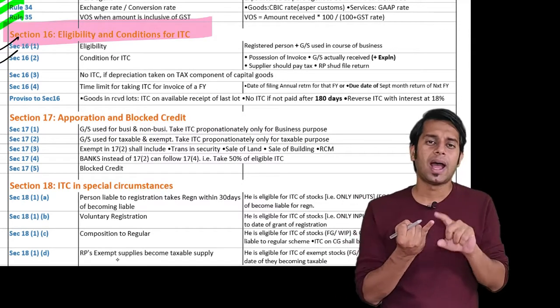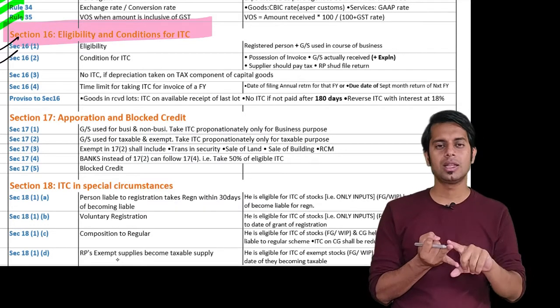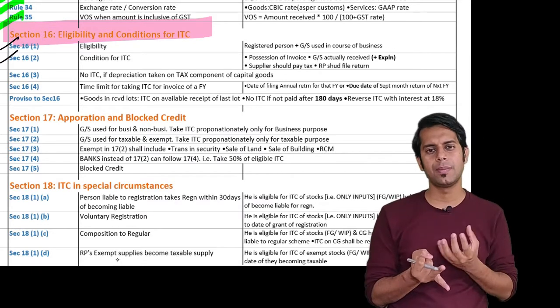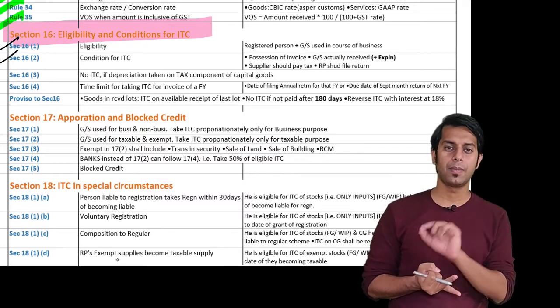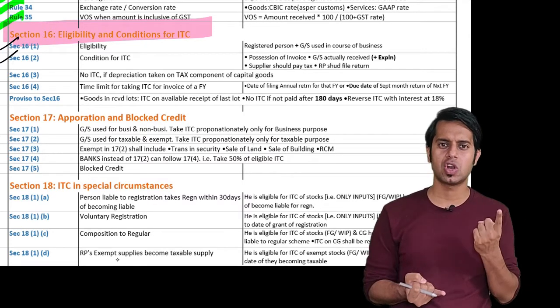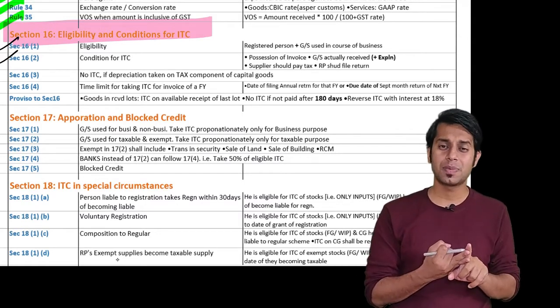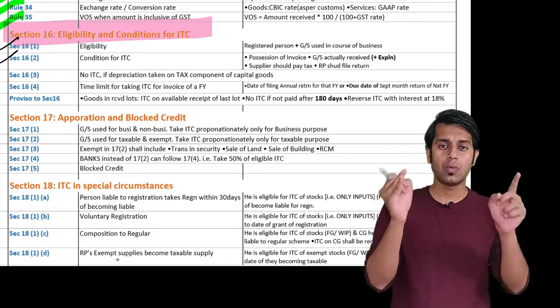Condition number 1, he should be in possession of tax invoice, debit note or any other tax paying document. Then the goods should have been actually received by him. When I say he, that means a registered person. The registered person should have actually received the goods or services.